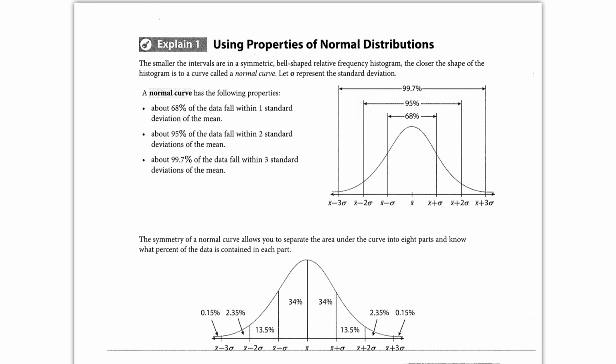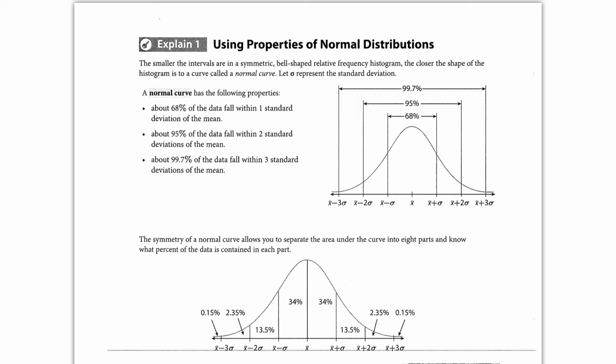Using properties of normal distributions. The smaller the intervals are in the symmetric bell-shaped relative frequency histogram, the closer the shape of the histogram is to a curve called a normal curve. Let sigma represent the standard deviation. A normal curve has the following properties.